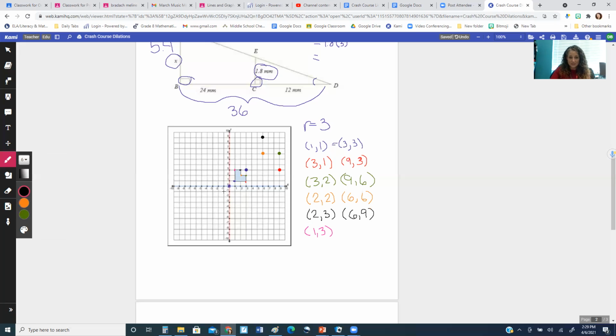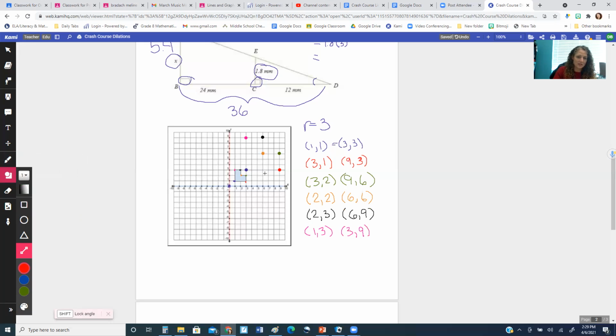And then the last point, and then we will connect our dots, is the pink one. And it is 1, 3. 1 times 3 is still 3, and 3 times 3 is 9. So we have this pink point at 3, 9. And if you look, it's the exact same shape we had before, but it's 3 times as big. And it's so slick and easy to do it on the coordinate plane. I love doing it on the coordinate plane.